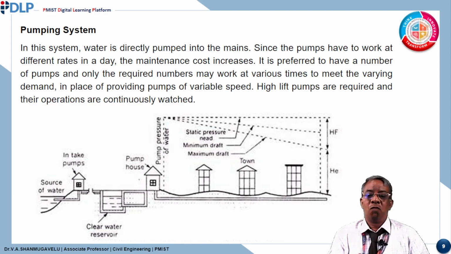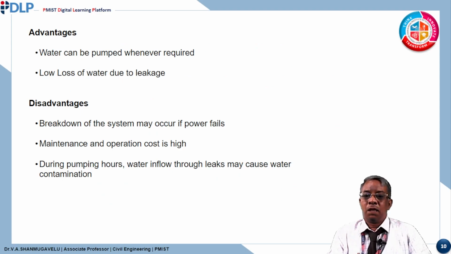Advantages: water can be pumped whenever required, and there is low loss of water due to leakage. Disadvantages: breakdown of the system may occur if power fails. Maintenance and operation cost is high. During non-pumping hours, water inflow through leaks may cause water contamination.